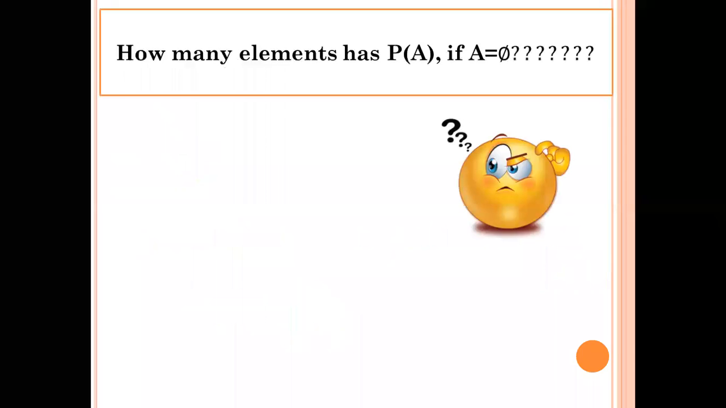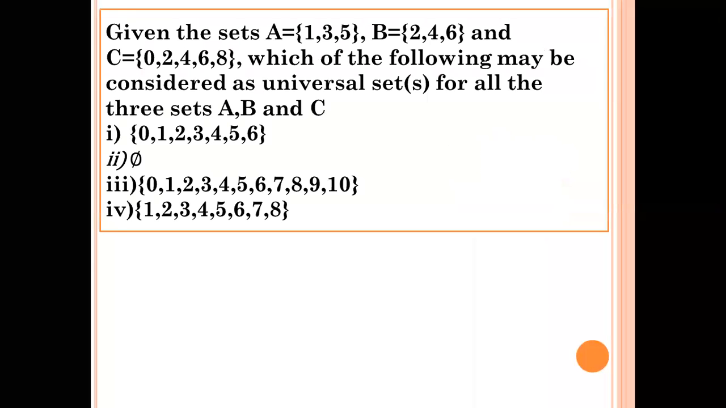Yeah, we'll move on. The same question: how many elements does P of A have if A is empty? P of A is nothing but the power set of A. Power set is the set containing all the subsets. Yes, good Dinesh. Good Rakshita. It is 1. Answer is 1.